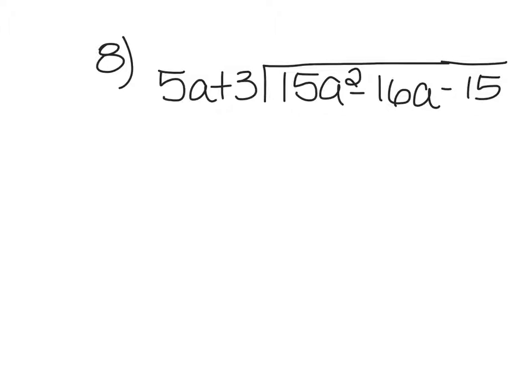It is 15a squared minus 16a minus 15. Notice that we had to put that in standard form, which means the highest power needs to go first. So I have a squared followed by the a term followed by the constant. And then 5a plus 3 is what we are dividing by.